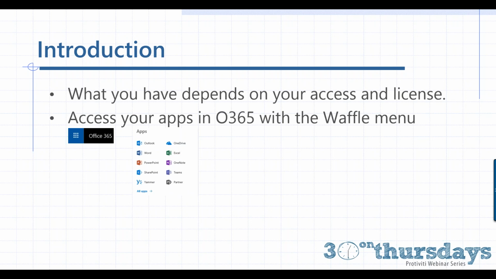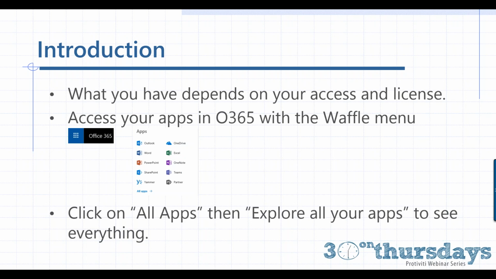And this is really meant to be the apps that you are most likely going to be using a lot, or the ones that your organization is really highlighting for your use. So what you see there will vary depending on, again, that level of access that you have. But then if you click on all apps down there at the bottom and scroll down, you'll actually see another link that says explore all your applications.